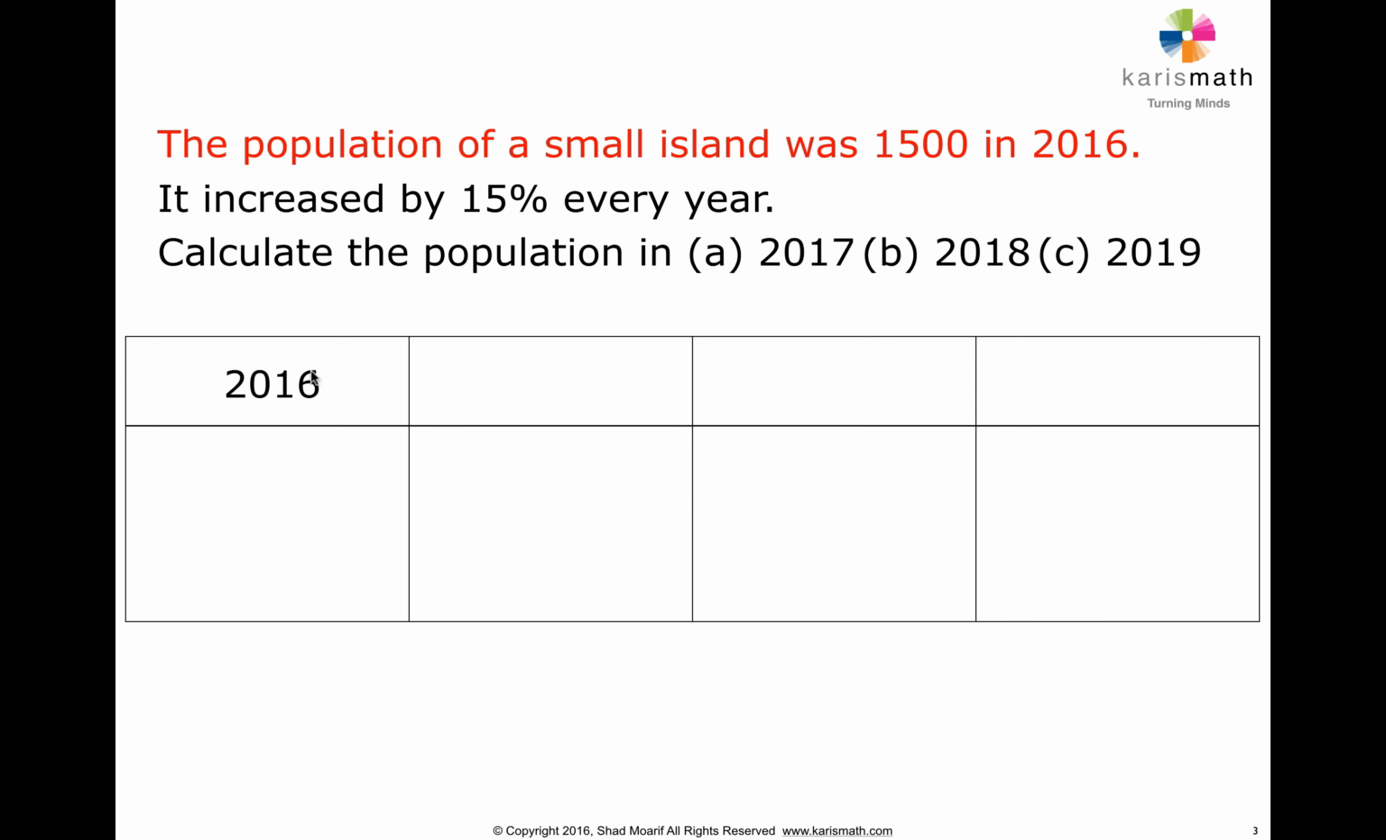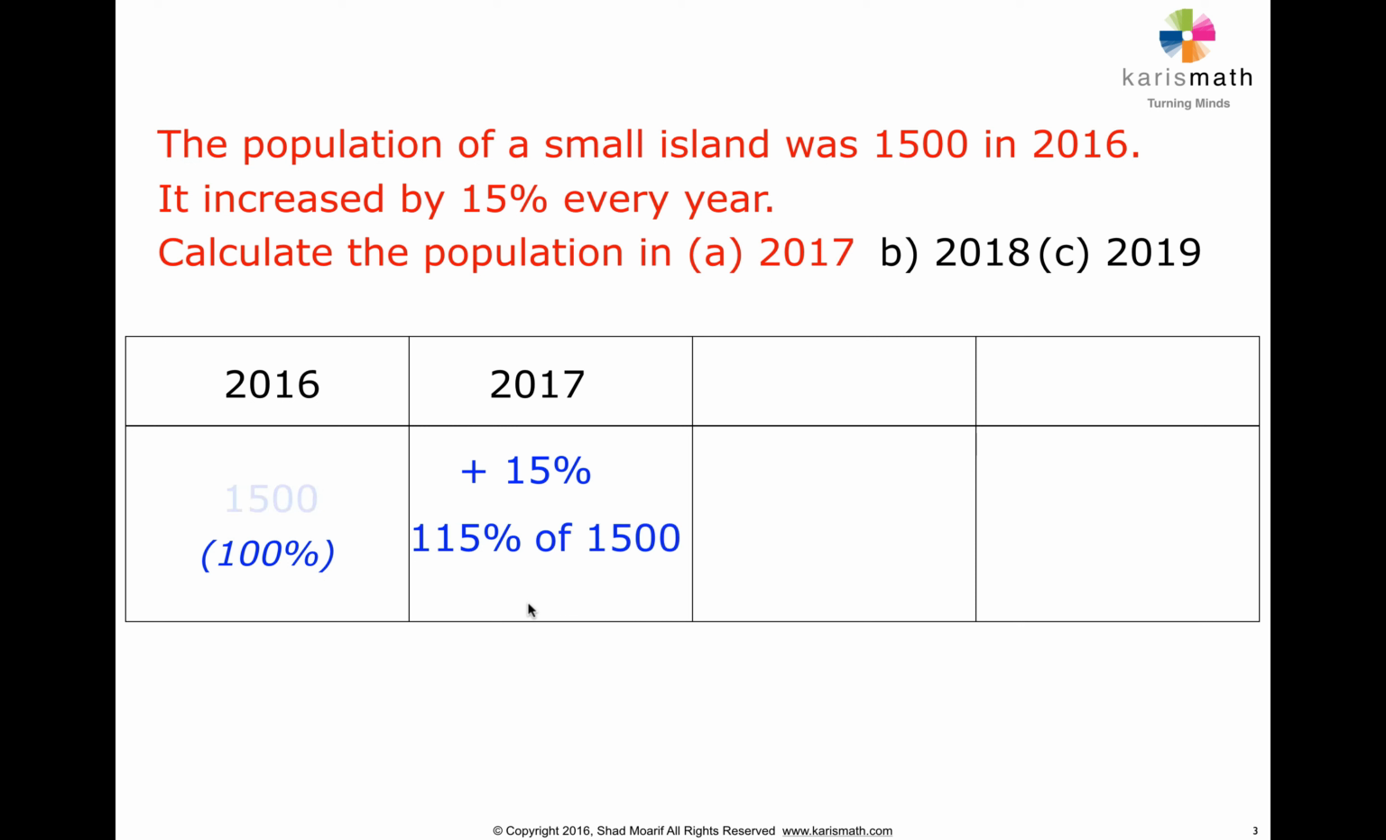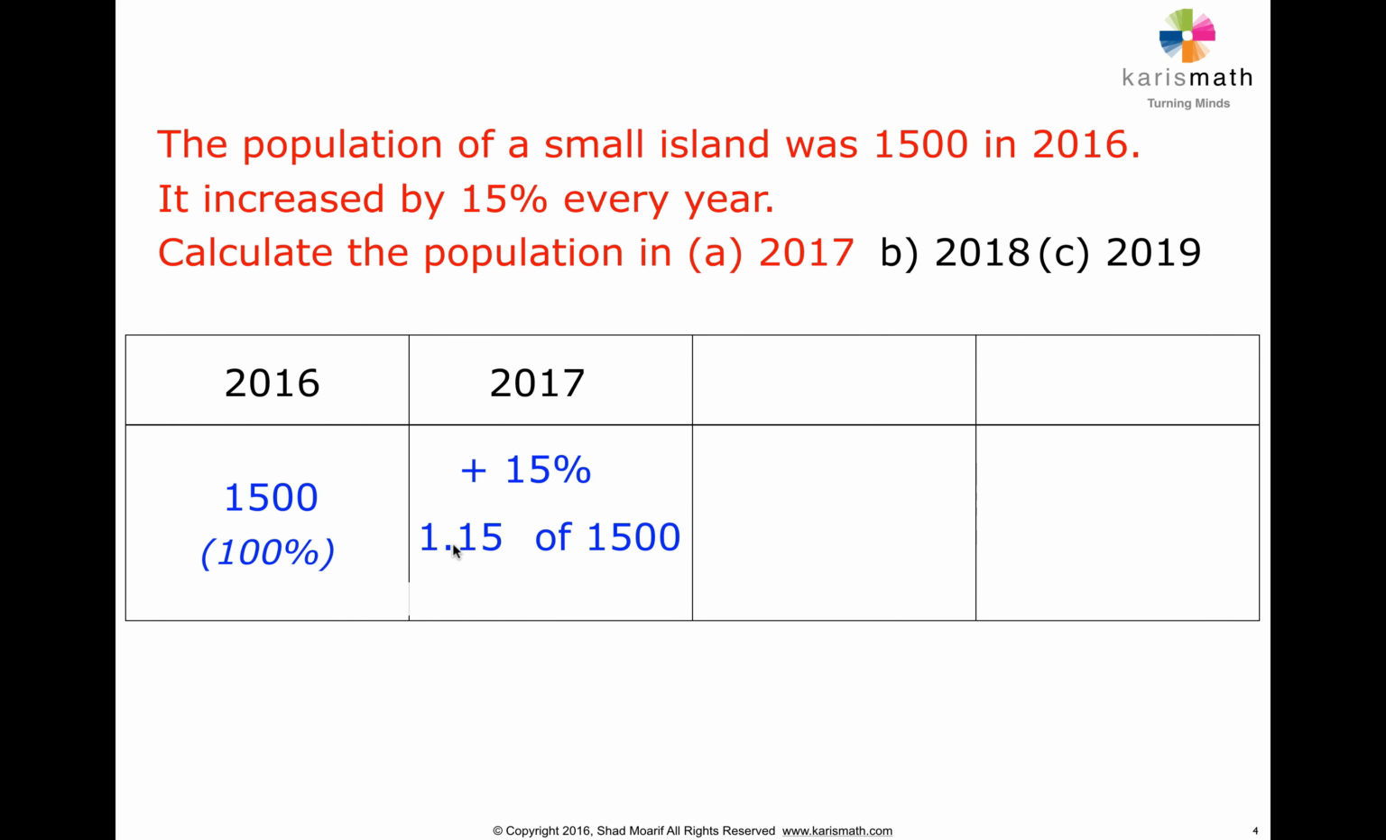Okay, let's record that. 2016, the population was 1,500. Now, if it increases 15% every year, then let's assume this is the baseline number. This is 100%. This is where we begin. So in 2017, it'll increase by 15%. That means if this is 100% now, it'll be 115% of this amount in 2017. So if we take 115% of 1,500, we get 1.15 times 1,500, and we get 1,725. That will be the population in the year 2017.